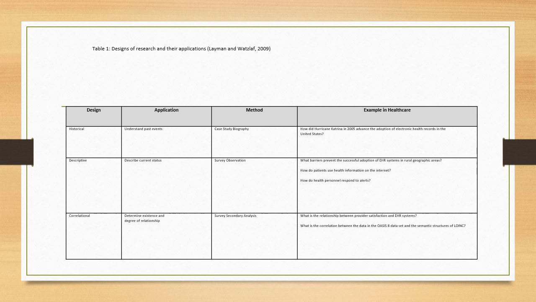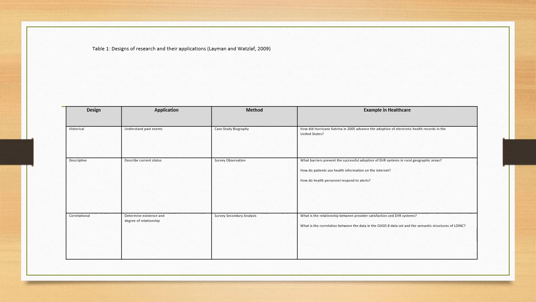An example for that is what is the relationship between provider satisfaction and electronic health systems, and what's the correlation between the data in the Oasis 8 data set and the semantic structure of lions. Okay, so this table gives examples regarding what we already discussed in the previous slides about research methods and the types of research methods, quantitative, qualitative and mixed method.